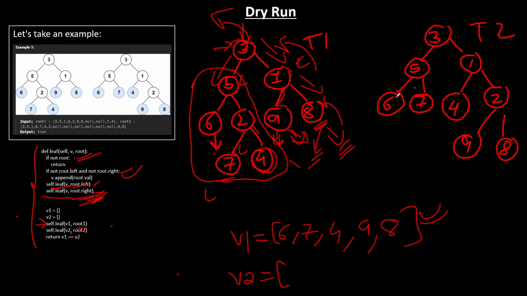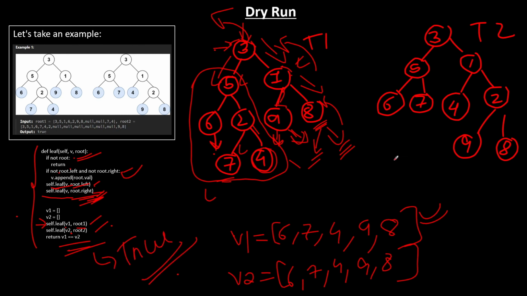Okay. Similarly, for tree 2 also, we get 6, 7, 4, 9, 8 in a similar fashion. Okay. And these two calls are done. Then after that, we check whether the values of both the lists are same or not, right? Since it is same, we return true. Fine. This way, the complete traversal of the tree is done.